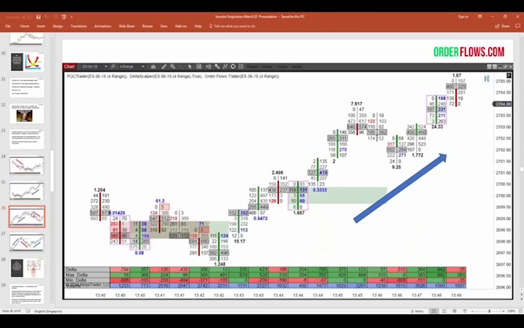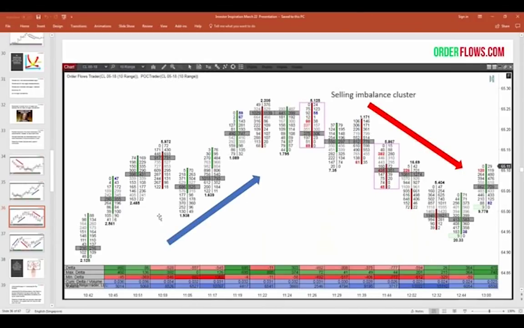Now, here's another example. This is crude oil. We're rallying up. In this case, you don't have a lot of buying imbalances on the way up, but then you hit a swing high up here, and it just starts going sideways. But then you have a selling imbalance cluster here, 1, 2, 3 imbalances. Again, maybe you're not convinced. I'm not going to get into analyzing the delta, but the delta is very revealing, as well as the point of control. You should watch some of my other videos to learn more about that.